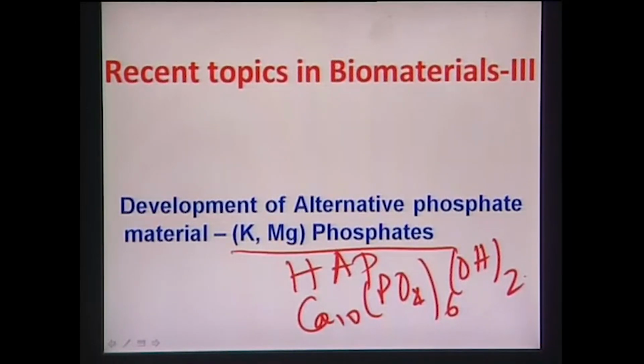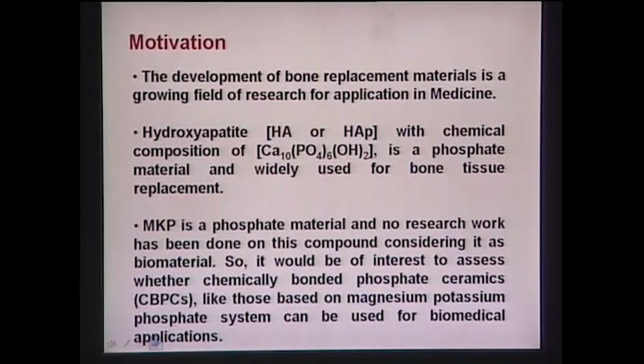So, in the next set of slides I will show you how alternate phosphate materials can be developed based on different inorganic compositions, and how these materials can have equally good cytocompatible properties like that of hydroxyapatite. As I said, hydroxyapatite is an important biophosphate material. MKP, magnesium potassium phosphate, is a phosphate material on which hardly any research has been carried out for biomedical applications.